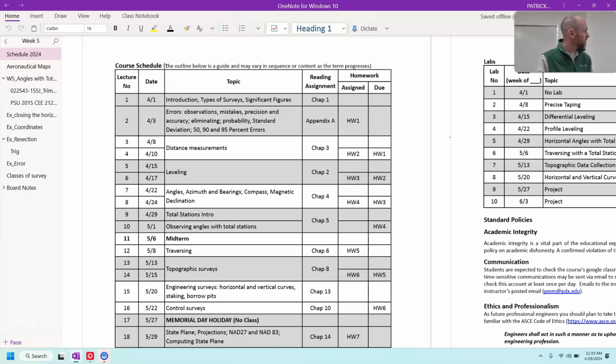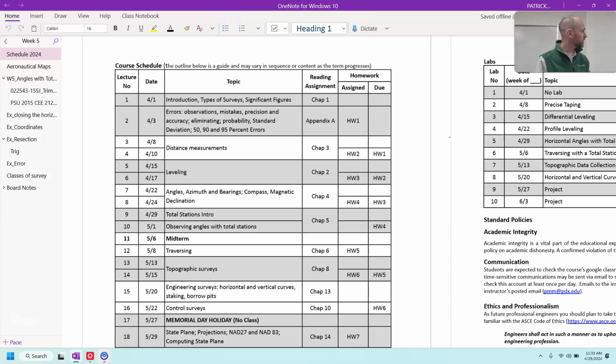Then leveling, different types of leveling. Differential leveling is the initial one. Profile leveling, three-wire leveling, being comfortable with general calculations, field notebooks, corrections, closure, things of that nature with leveling.